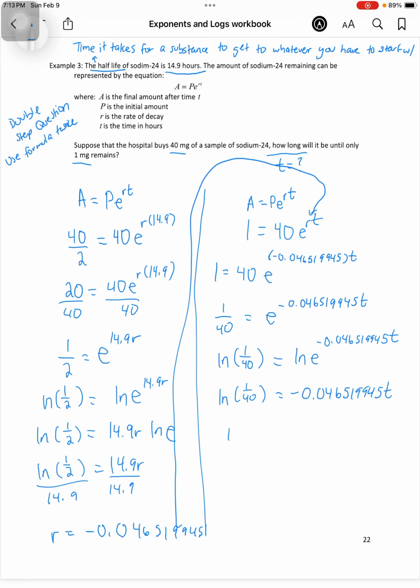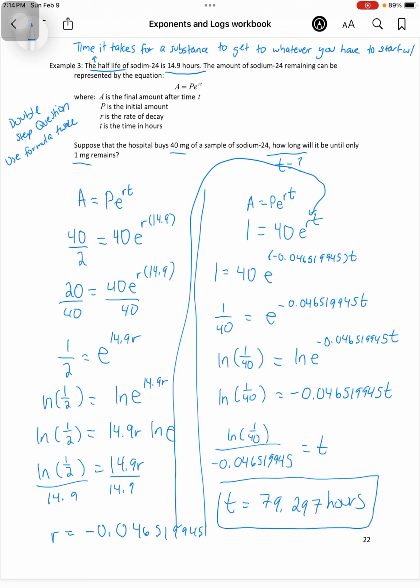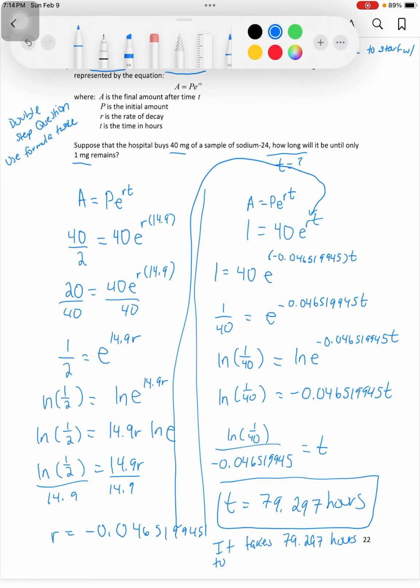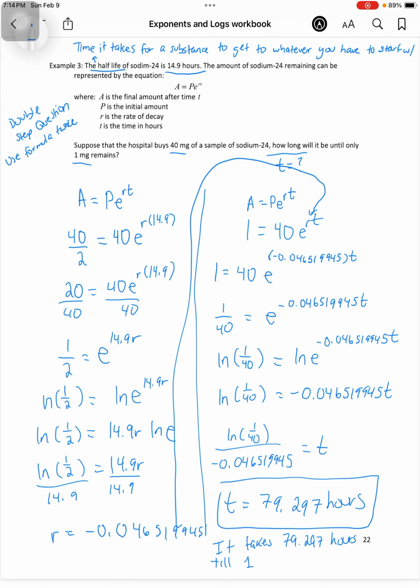And it's going to be ln 1 over 40 divided by that coefficient, and here t equals 79.297 hours. And that's your final answer. And you're just going to write a statement. So here you're just going to say it takes 79.297 hours till 1 mg remains.